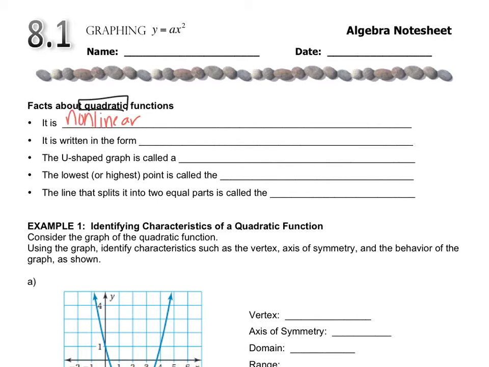It's written in the form y equals ax squared plus bx plus c. That was a specific type of polynomial called a trinomial that we looked at in chapter 7. So the quadratics that we look at in this chapter should look a little familiar. It has a shape of a U. If you look down below in example 1, you can see what the picture will look like. And that U-shaped graph is called a parabola.